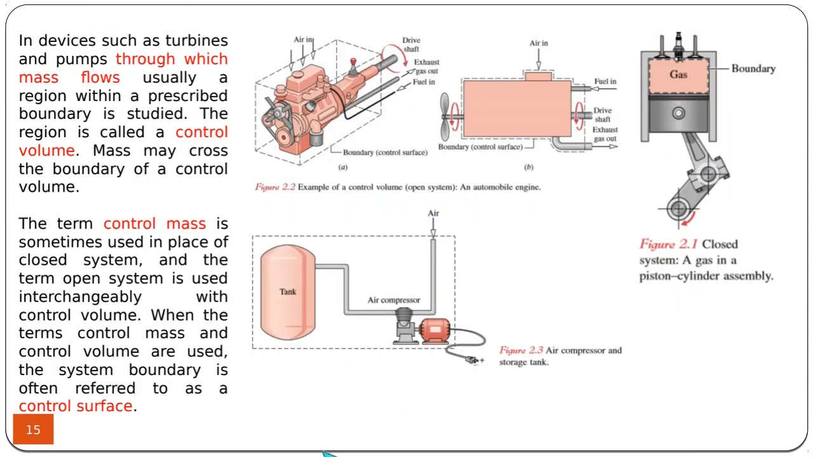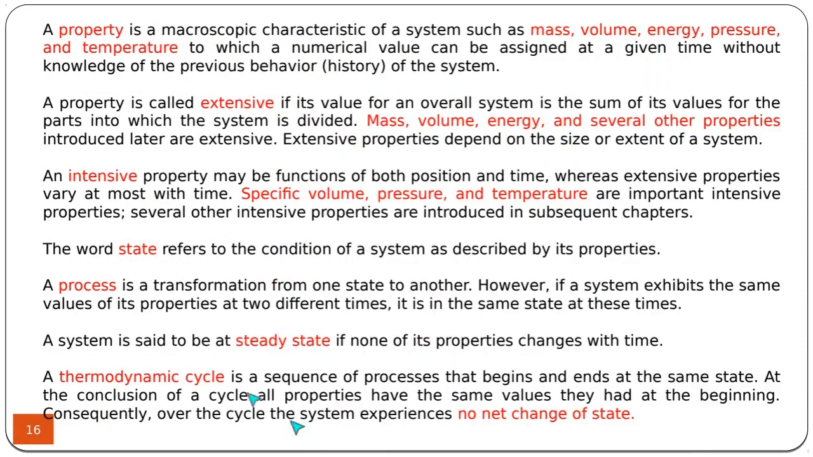So what is a property? We said property is one of the important concepts in thermodynamics. Property is a characteristic of a system, such as mass, volume, energy, pressure, and temperature, to which a numerical value can be assigned. So by checking the property of a system, or a set of the properties of the system, we can have an idea regarding the state of the thermodynamic system. I will mention what the state is, but in order to give the state of a system, it's necessary to know the properties of the system.